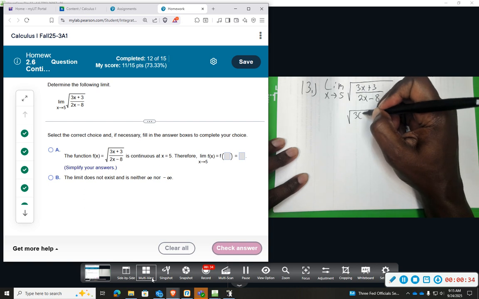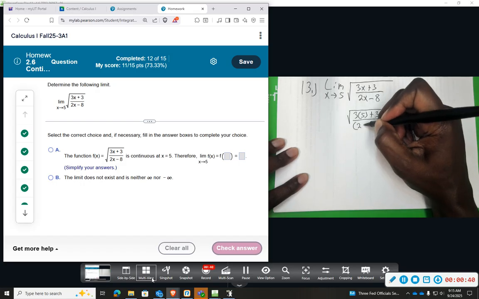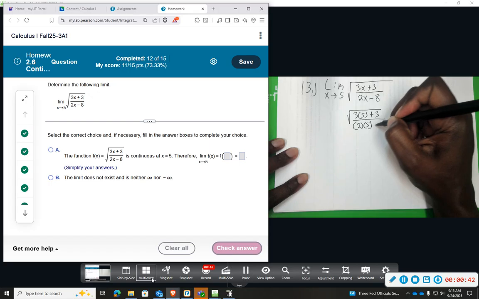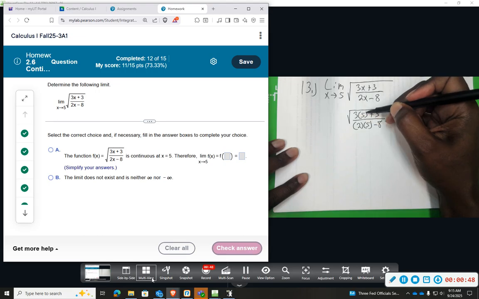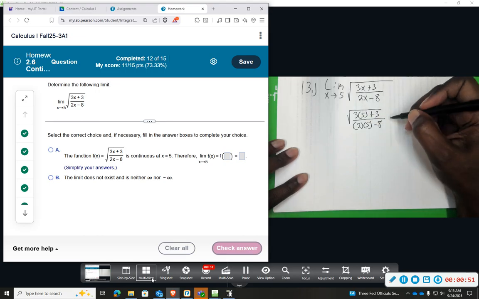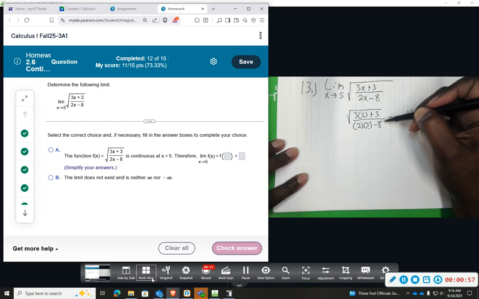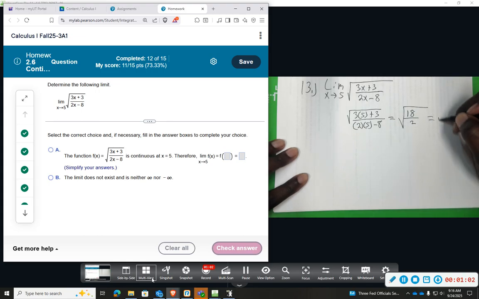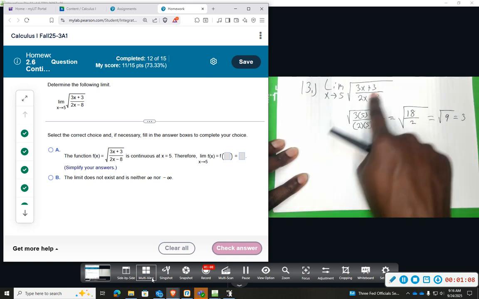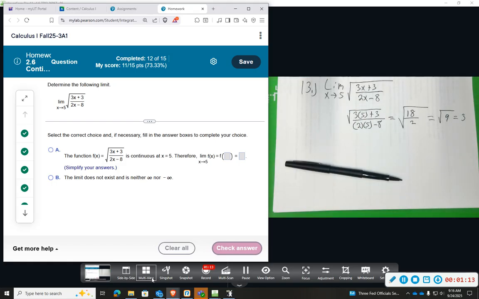So that'll be 3 times 5 plus 3 divided by 2 times 5 minus 8, and all of this is under the square root. In the numerator, 3 times 5 is 15 plus 3 gives you 18. On the denominator, 2 times 5 is 10 minus 8 gives you 2. And so you have the square root of 18 divided by 2, the square root of 9, and then we get a positive 3. We can say positive or negative 3, but usually we just say the positive side of it.